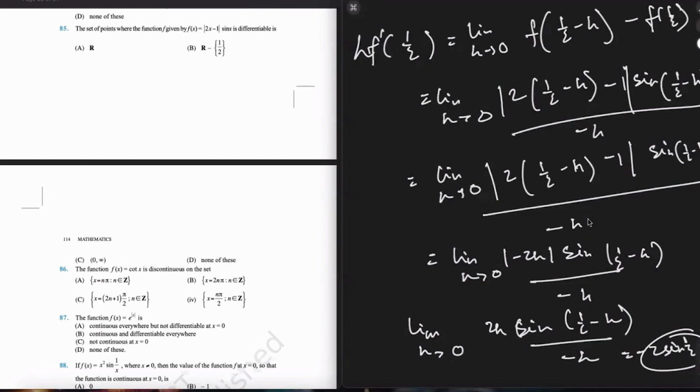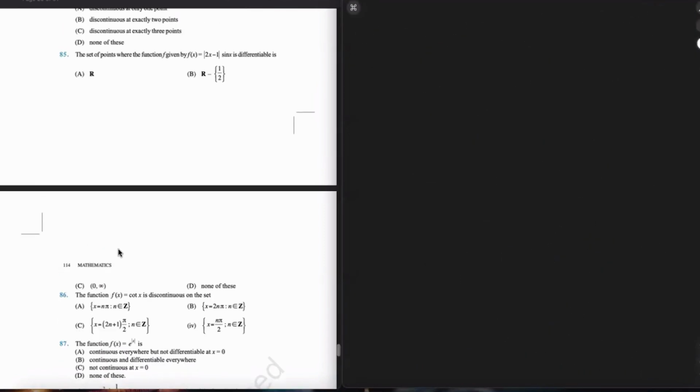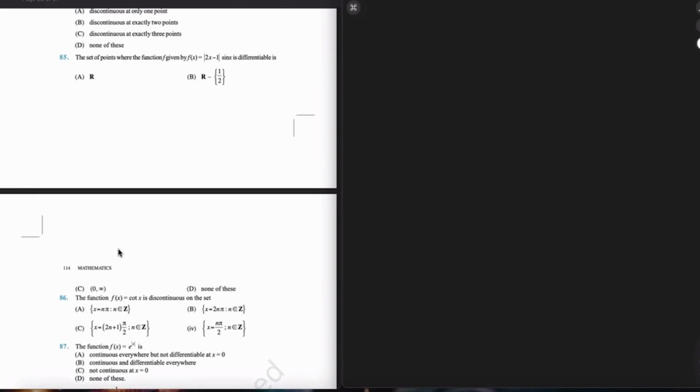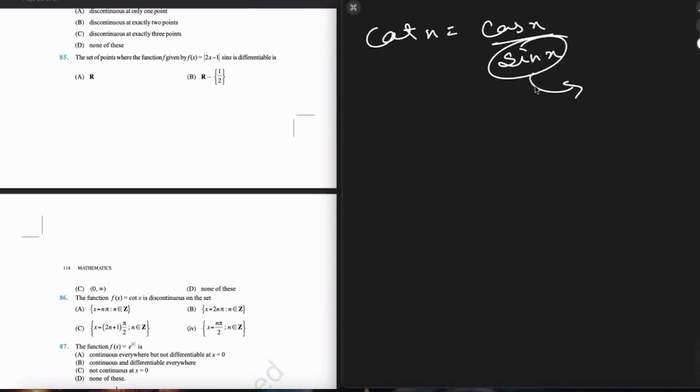Since the left hand and right hand limits are coming different, the function is not differentiable there. Now the function f(x) equal to cot x is discontinuous on the set. Cot x is nothing but cos x upon sin x. So wherever sin x is equal to 0, that will be the point of discontinuity of cot x. So at x is equal to n pi, for n belonging to the integers Z, there will be discontinuity.